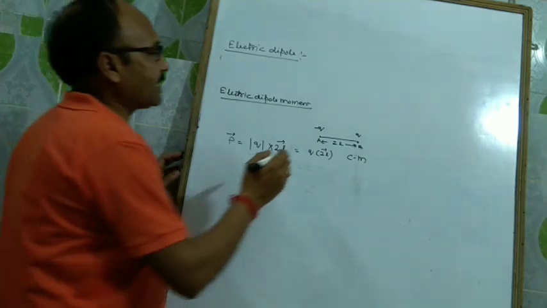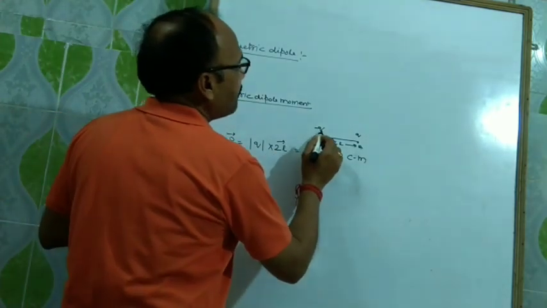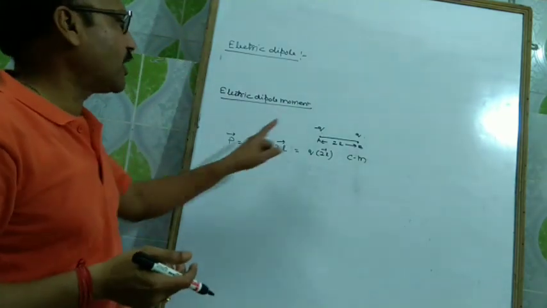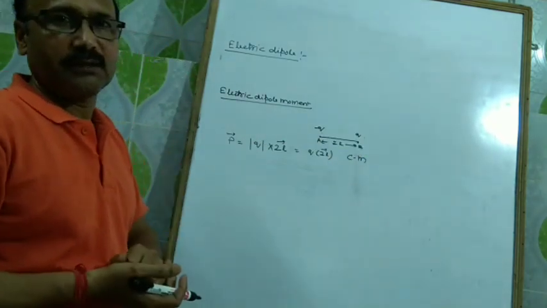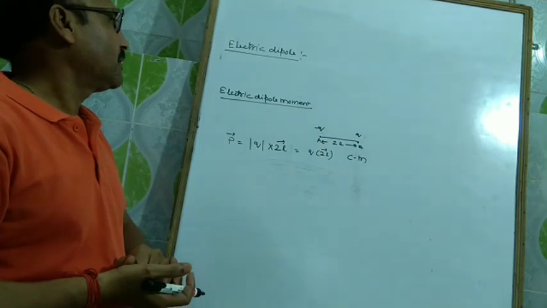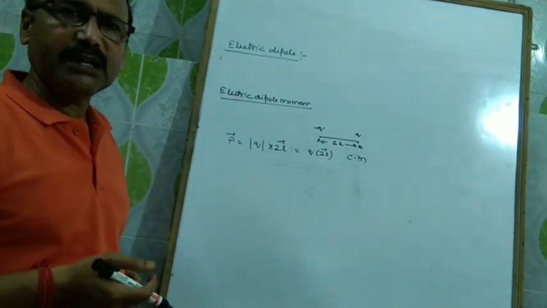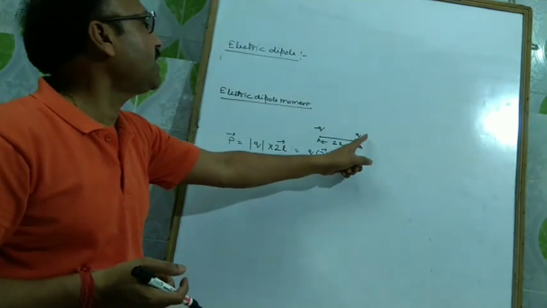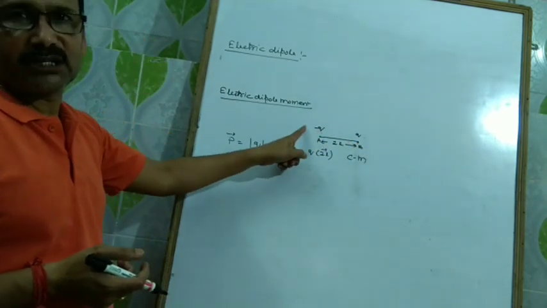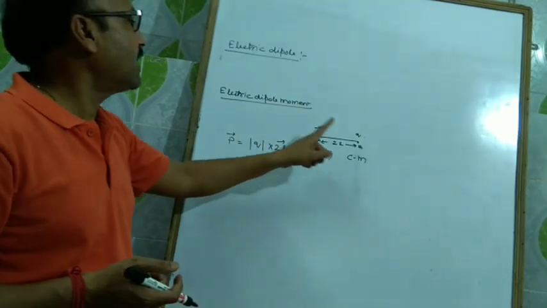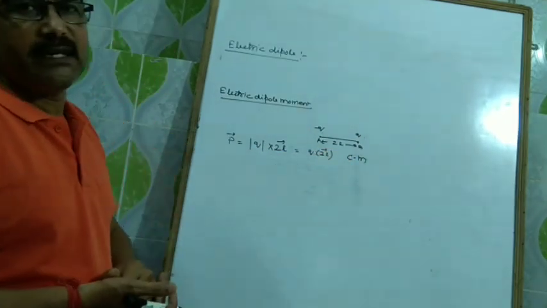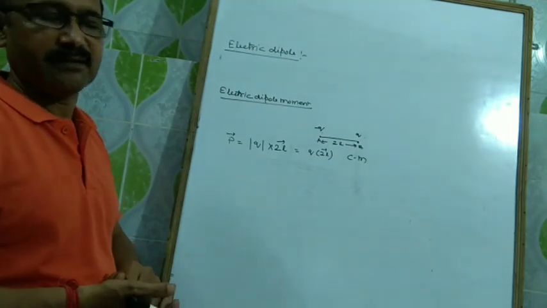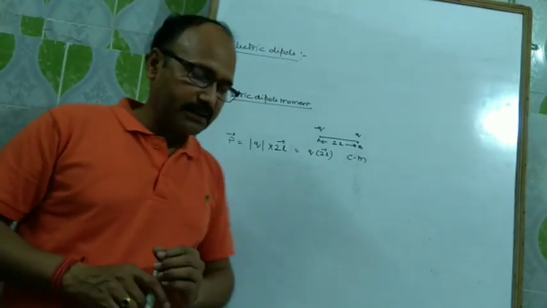Okay, and its direction is from minus Q charge to plus Q charge. Minus Q charge to plus Q charge. So you have to keep in mind. And can you tell me what will be the direction of the electric field here? The direction of the electric field will be from plus Q charge to minus Q charge. It means the electric dipole moment is in the opposite direction of the electric field intensity here. Okay, it's sufficient for today.